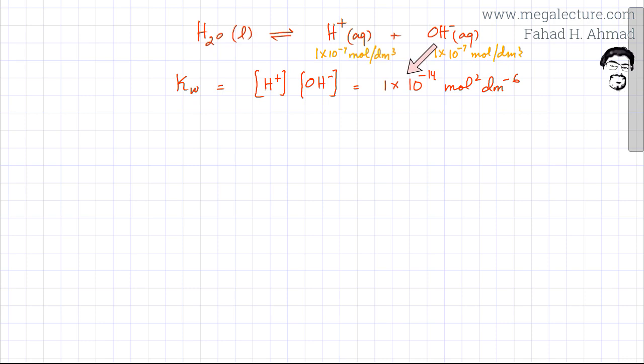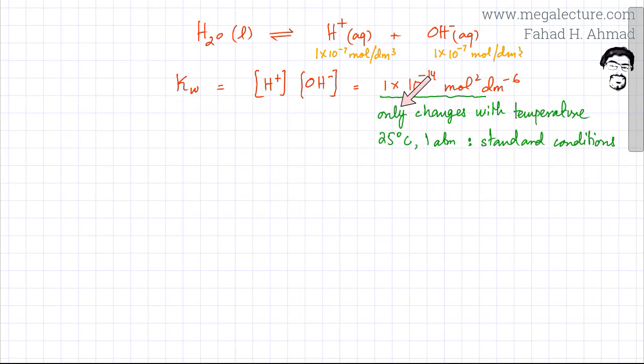The only thing that changes the value of this constant is temperature. I've also written that this value is obtained under standard conditions, 25 degrees centigrade and 1 atmosphere. So changing pressure or any other condition would have no effect on this value except for changing temperature.